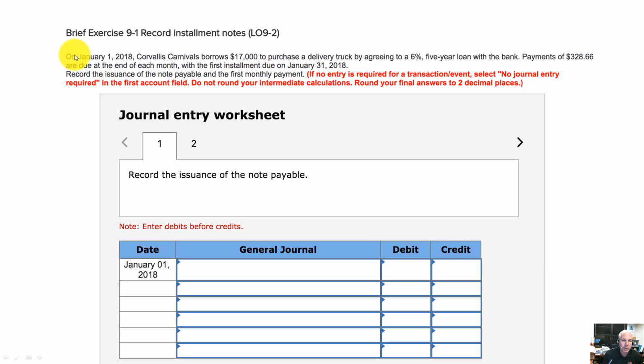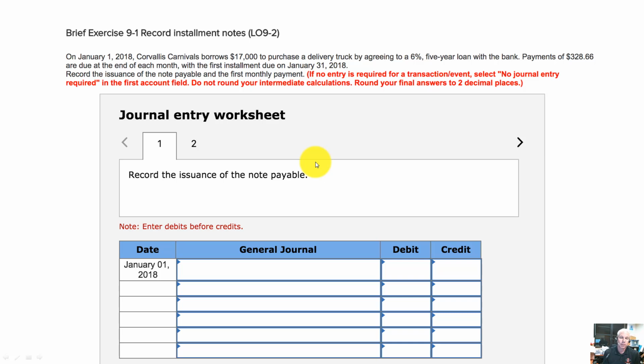What we can see is on January 1st, Corvallis Carnivals borrows, again key word borrows, $17,000 to purchase a delivery truck by agreeing to a 6% 5-year loan with the bank. Payments of $328.66 are due at the end of each month, with the first installment due on January 31st, 2018, which is 1 month past when they borrowed the money. So it says in the first part, record the issuance of the notes payable.